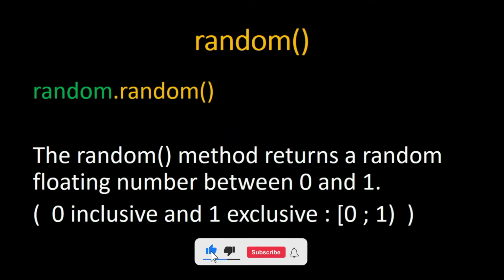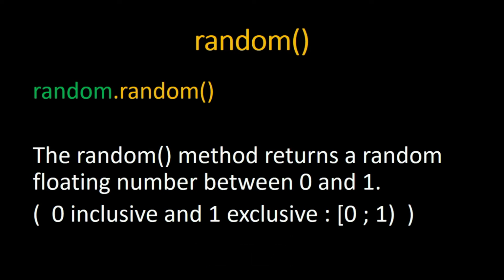The first method we have is called random. This method works without taking any parameter from user, and it returns a random decimal number between 0 and 1, with 0 being inclusive and 1 exclusive.